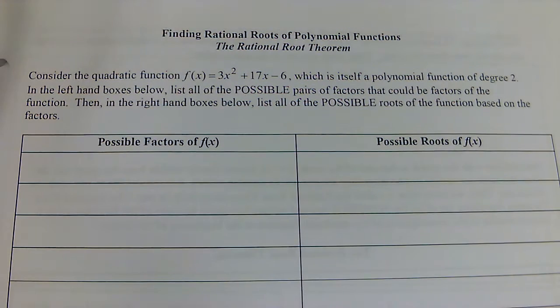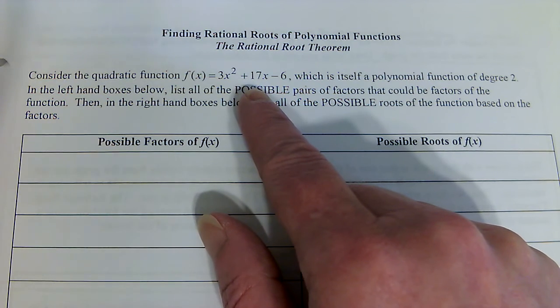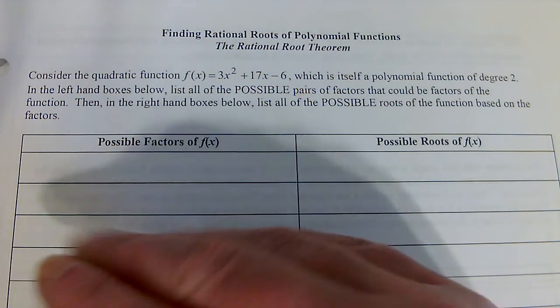Okay, we have already looked at knowing how many roots, how many zeros we should have. We even looked at figuring out how many of each type we should have. Well, now let's get into the nitty-gritty of finding some of those roots without the calculator, or how to narrow down our choices even with a calculator. So let's take this quadratic function, which is a polynomial of degree 2. That would mean that we have 2 zeros.